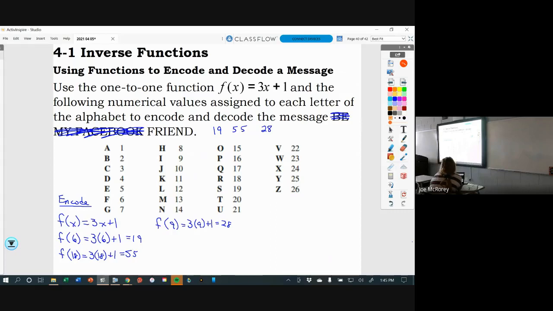But I'm gonna stop there. I'm just gonna send the word FRI, spelled with an I, to Tyler, and all I told him is 19-55-28. What does that mean? Well, what we need, so this is the encoder, I need to decode this message.